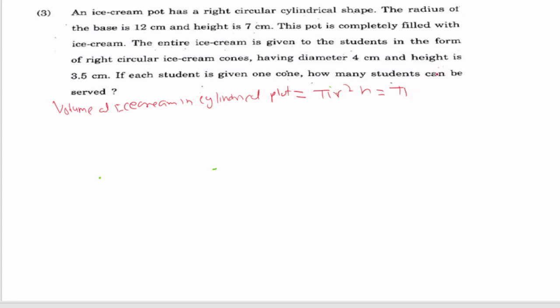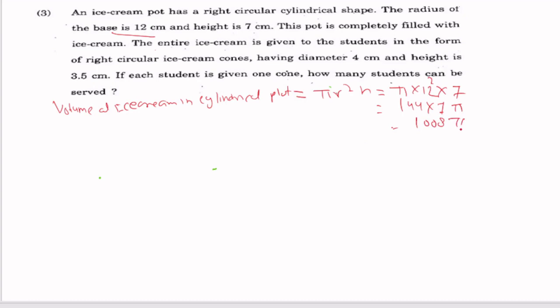The radius of the cylinder is given as 12 centimeter, and the height is given as 7. So 12 square is 144, into 7 pi. If you calculate 144 into 7, it is 1008 pi. We can keep it as it is.